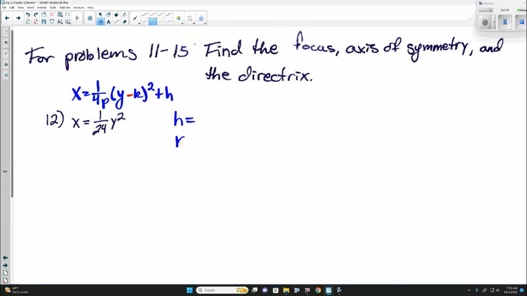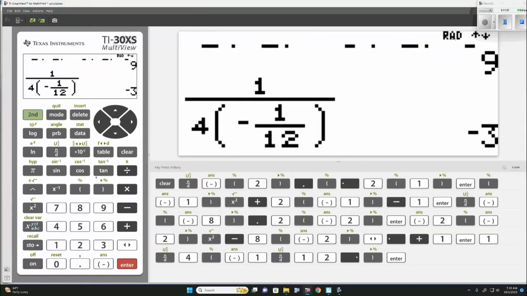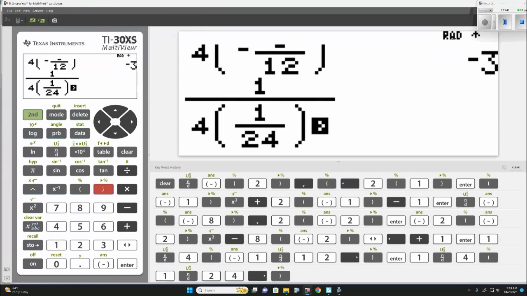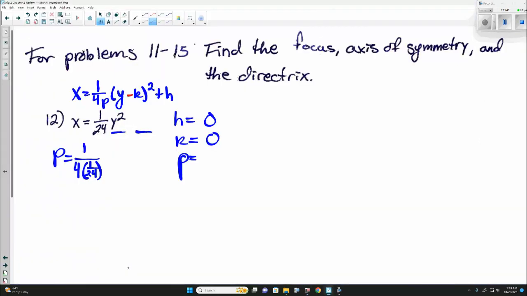And again, we're still looking for the values of h, k, and p. No parentheses, so nothing's added to or subtracted from y inside, so k is 0. Nothing's added to it on the end, so h is 0. And that leaves us with finding the value of p. So it's 1 over 4 times whatever's in front of our square. So we have 1 over 4 times 1/24, which is 6. So the value of p is 6.